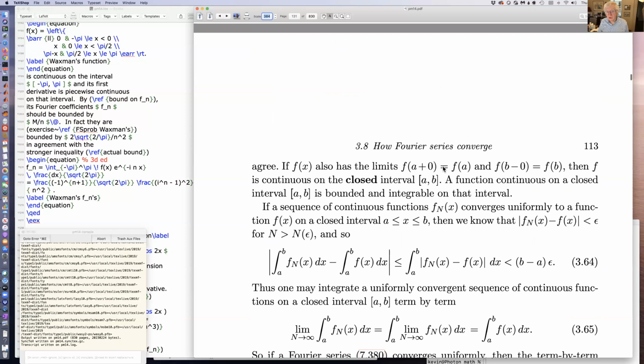Also, if the limit from above at the point a is equal to the function at a, and if the limit from below is equal to the function at b, then f is continuous on the closed interval. And now functions that are continuous on a closed interval are particularly nice because you can show that they're bounded and integrable on that interval. Integrable in the ordinary Riemann sense.